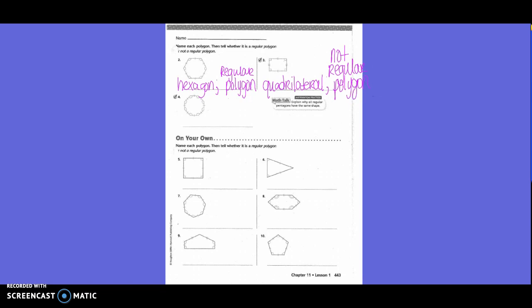Number 4, how many sides do we have, guys? 8, so it's an octagon. Is it a regular polygon or not a regular polygon? Regular, because all the sides and all the angles are congruent.